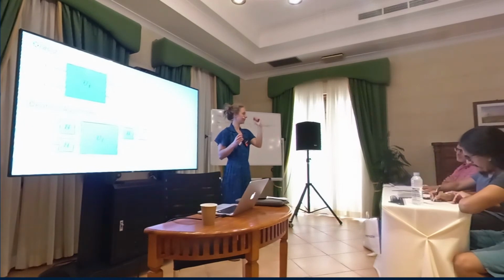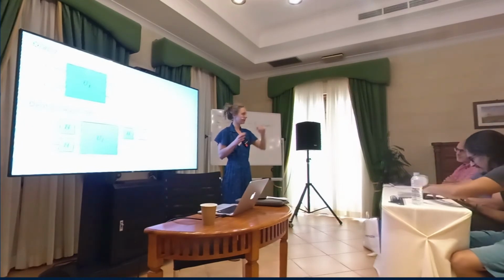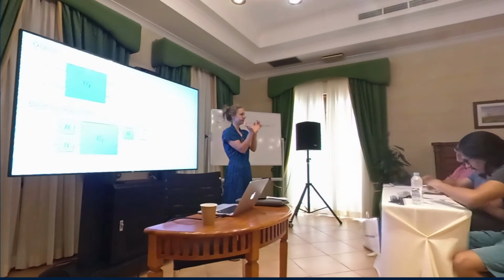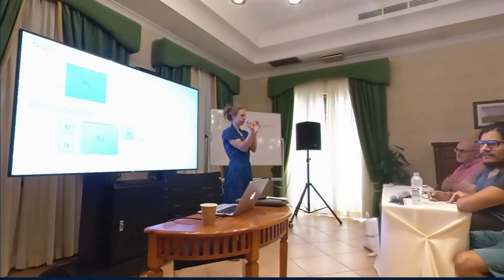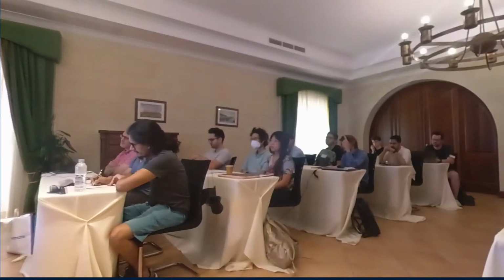Just because you know where the spin is in the XY plane doesn't mean you know what the spin is in the Z plane, because the Pauli X, Y, and Z operators don't commute. So you can only measure one of them.